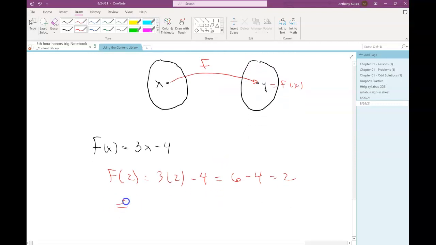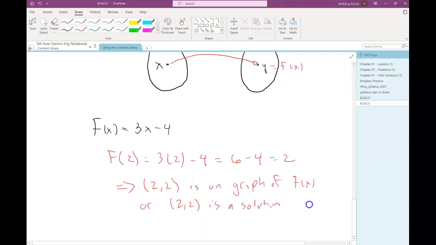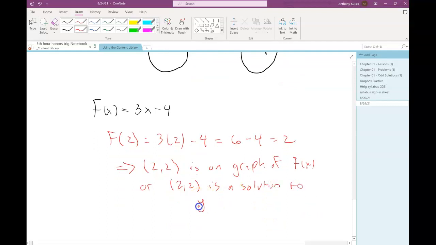That result would imply then that the point (2, 2) is on the graph of f(x), or that (2, 2) is a solution to the two-variable equation y = 3x - 4, right? So it just provides a convenient notational way to talk about plugging values into a function, right?